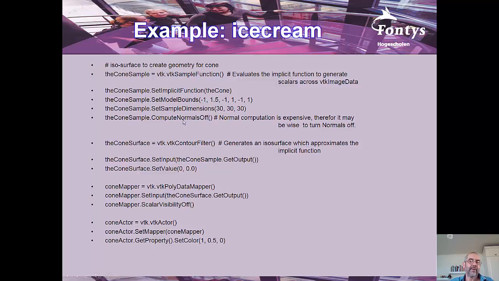We calculate a volume here. We take samples of that implicit function, the cone, and we calculate the values that function has in a lot of different points. So actually we are generating a volume here, and then inside that volume we are looking for a certain contour, all the points that have value 0. And that is the surface of the cone, which is then sent to a mapper and actor and so on.